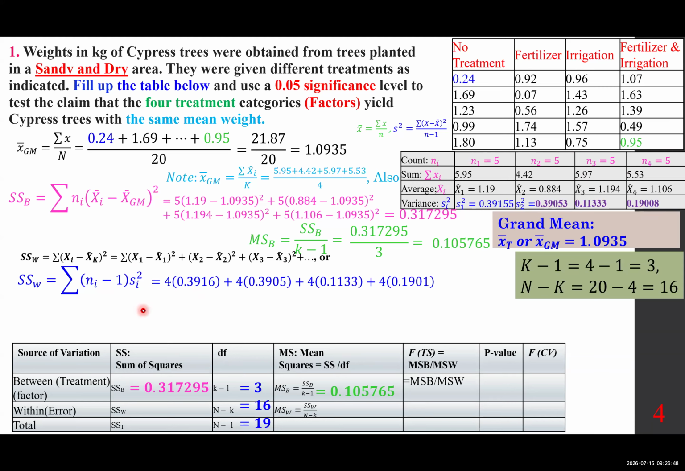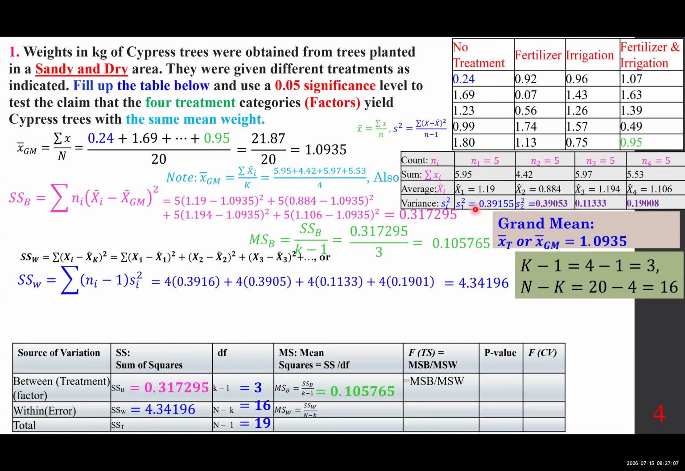There is another way of calculation. This is the fastest and easiest. And when we come up with the answer, we put it here. So a quick recap on that. The within error, or sum of squares, is as follows.